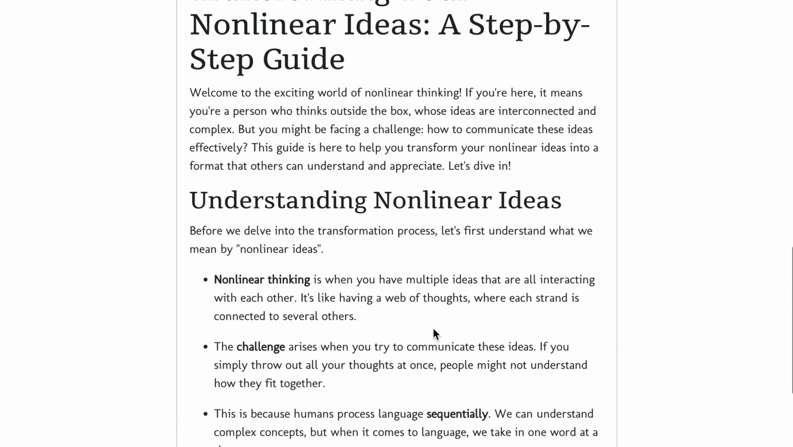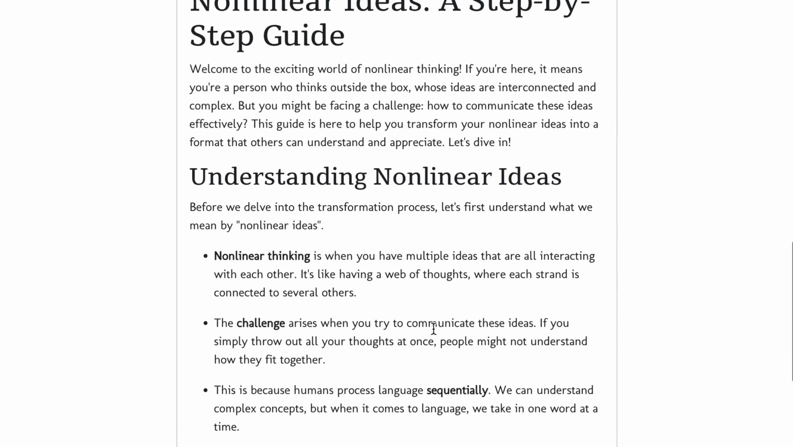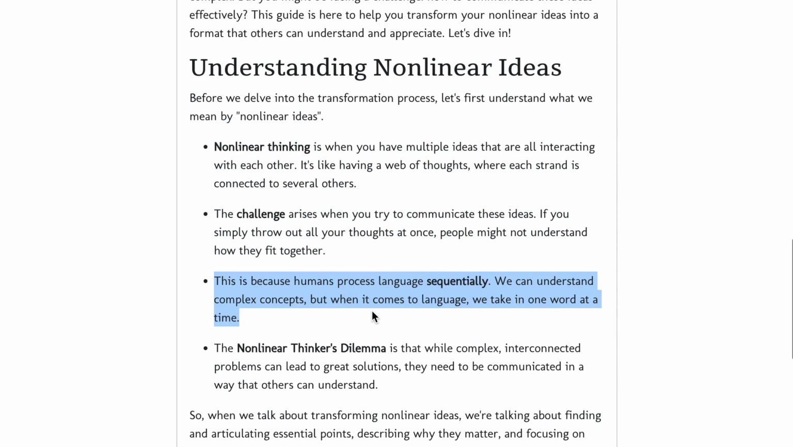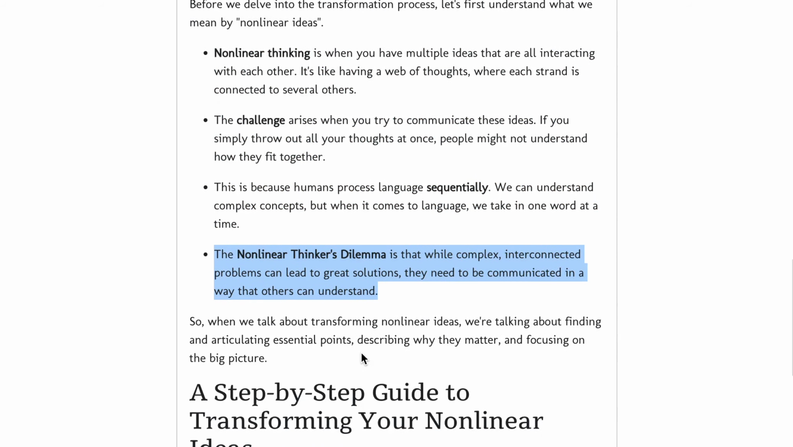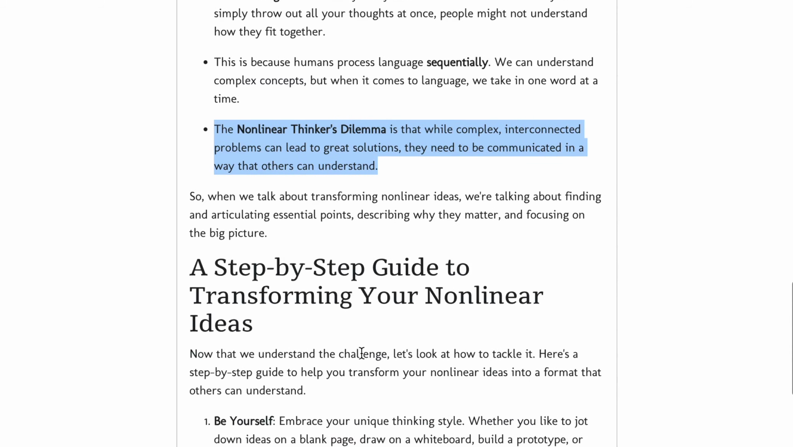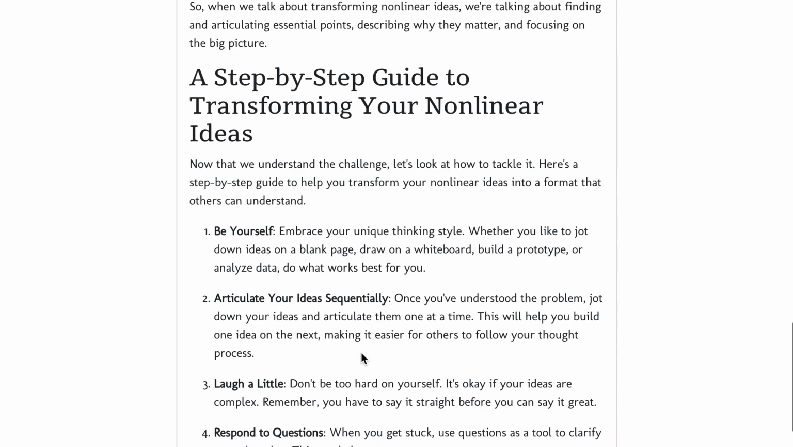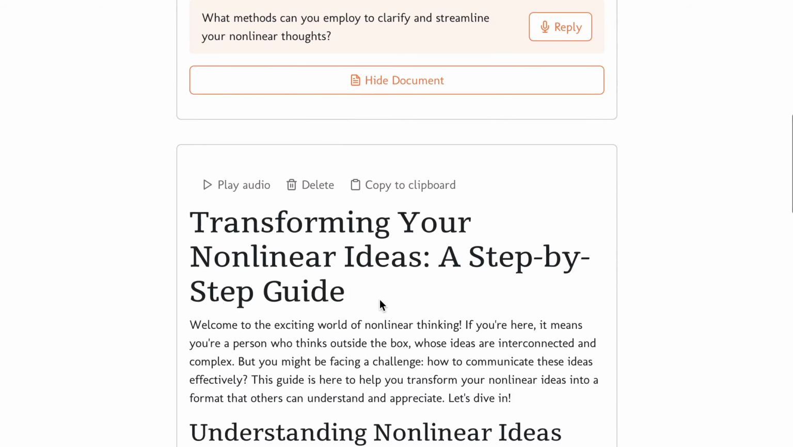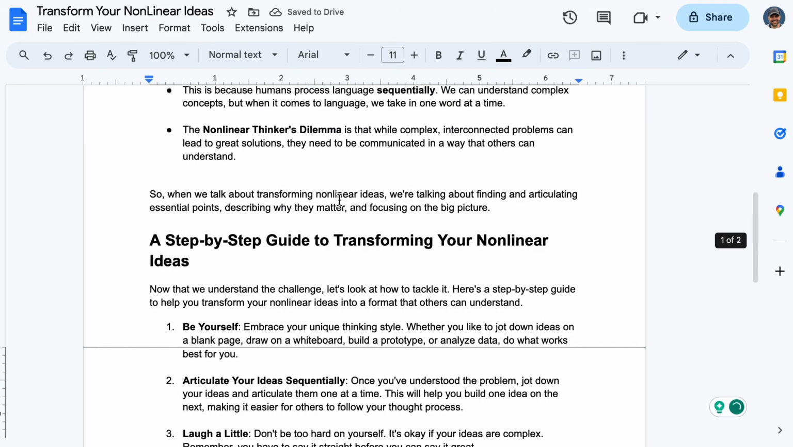So here it says the nonlinear ideas. It's a step-by-step guide. It articulates what nonlinear thinking is, where the challenge arises, what the human need is, and where the dilemma is. And then it articulates the guide to how to convert your ideas: be yourself, articulate sequentially, laugh a little, respond to questions, refocus your message. From there, you can copy it to your clipboard, edit away, and send it to a friend. And that's, of course, obviously the next part about refocusing your message. All right, hopefully this was helpful.